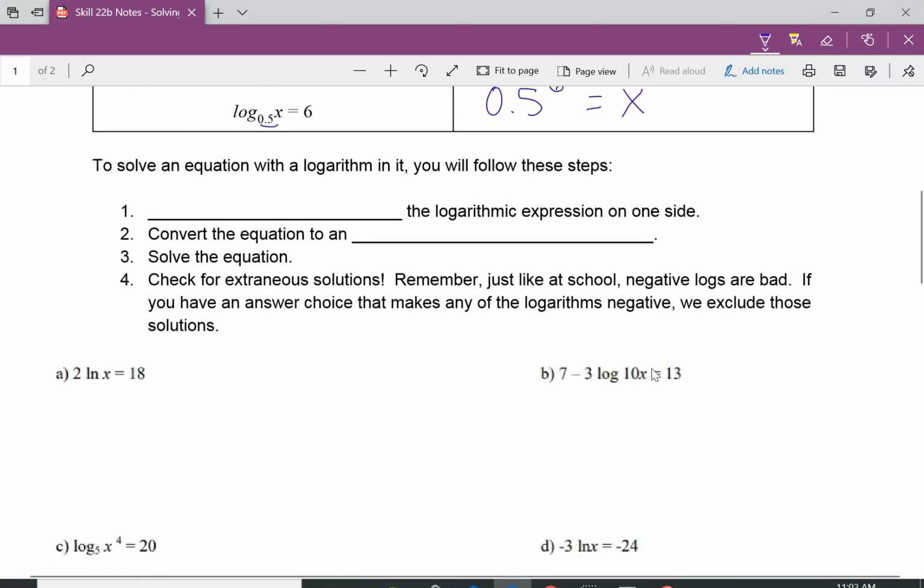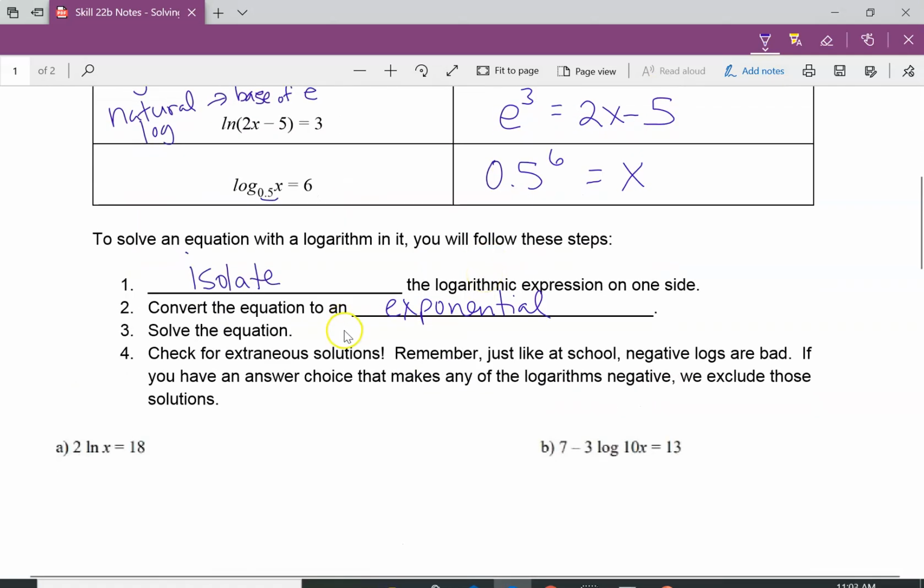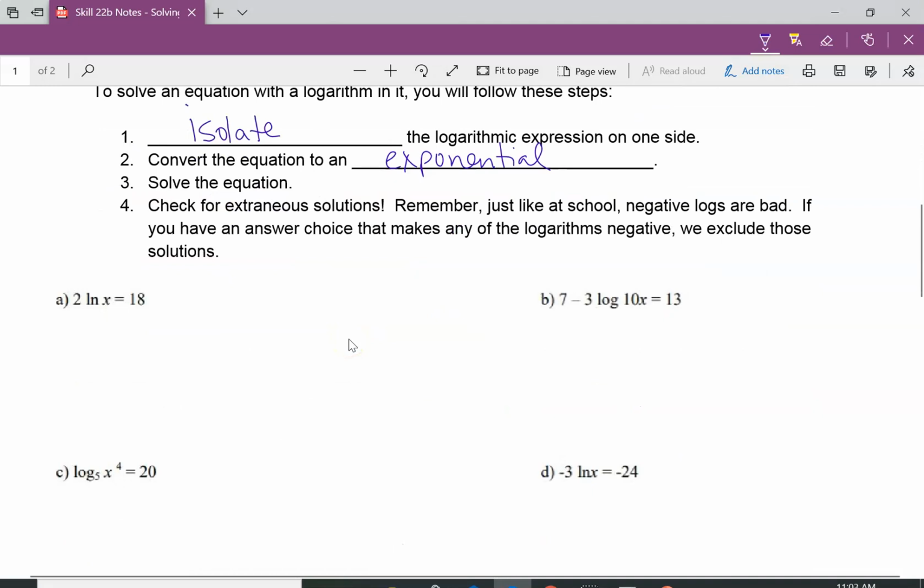Alright, so let's start with the steps to solving a logarithm equation. The first thing you want to do is isolate the logarithm on one side of the equation. So if you only see one logarithm in the equation, you're going to isolate it. Then you're going to convert the equation to an exponential, and that's what we just practiced in that chart above. Then you're going to solve your equation, and then we always want to check for extraneous solutions.